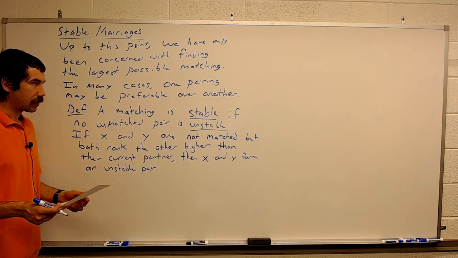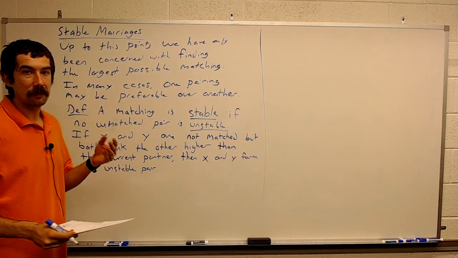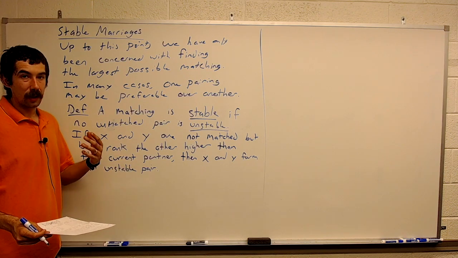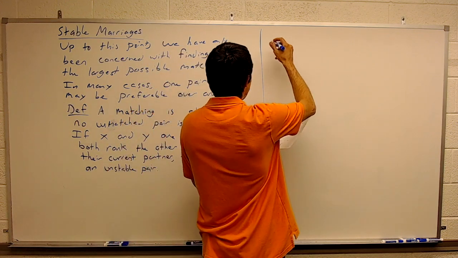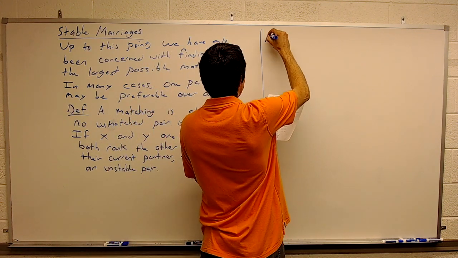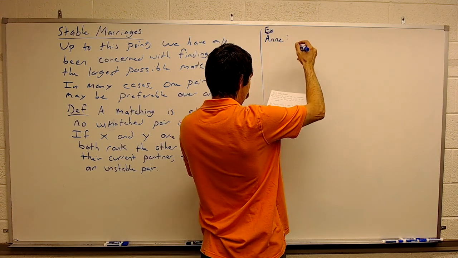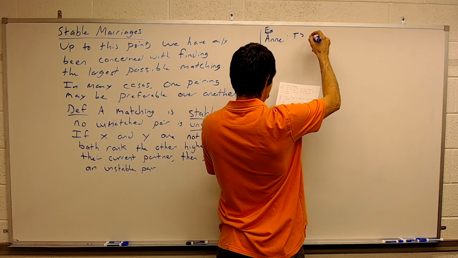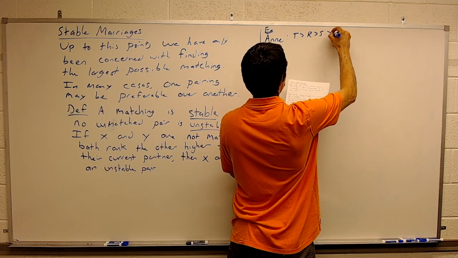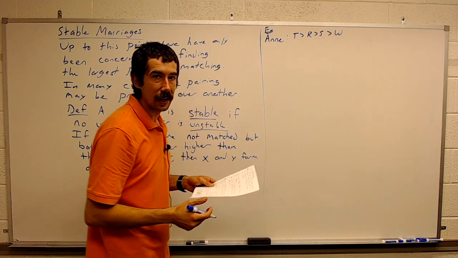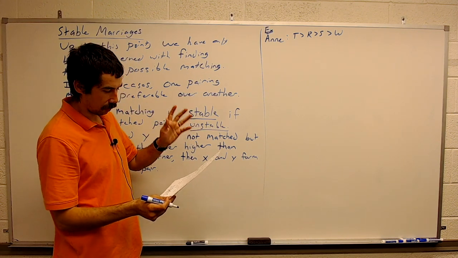Okay? So let's take a look at an example. We're going to have 4 men and 4 women who are going to be paired up to, let's say, go to prom. I don't know, whatever, okay? So there's Anne. This is an example. Anne ranks the guys: T is better than R, is better than S, is better than W. All right, so that's Anne's ranking: Ted, Rob, Stan, Will.